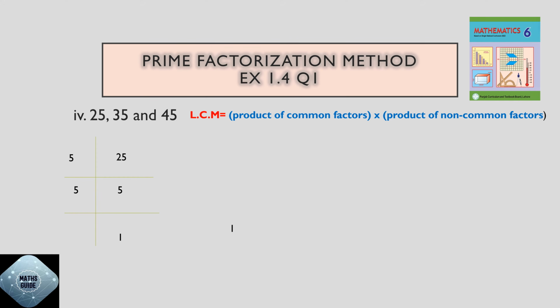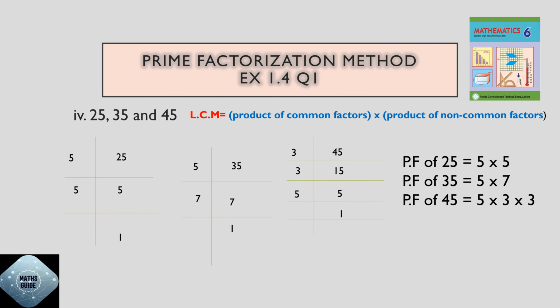As you all know, LCM is the product of common factors into product of non-common factors. So let's find out first the common factors of these three numbers. We have factorized the numbers 25, 35 and 45 and we got the prime factors: 25 is 5 into 5, prime factorization of 35 is 5 into 7 and prime factorization of 45 is 5 into 3 into 3. To understand how to factorize any number, go to the video prime factorization on the Maths Guide.